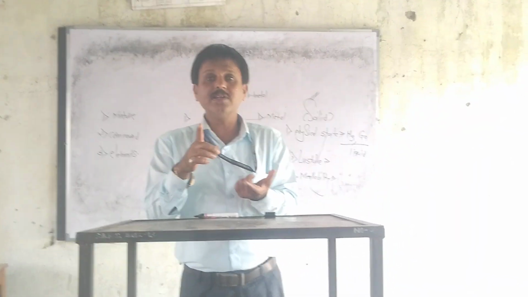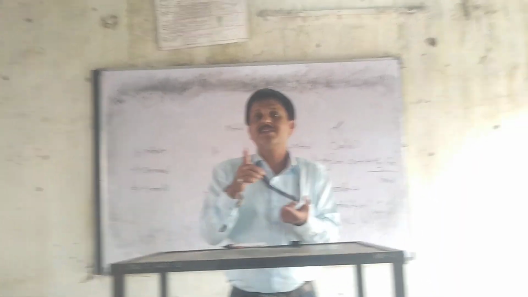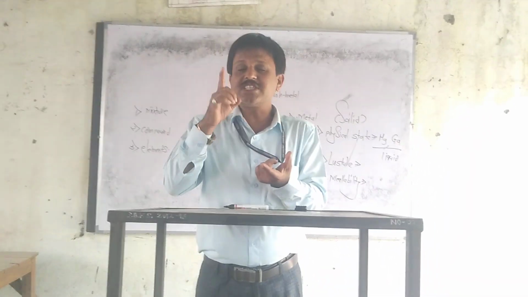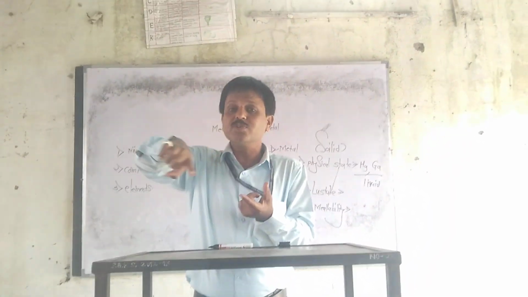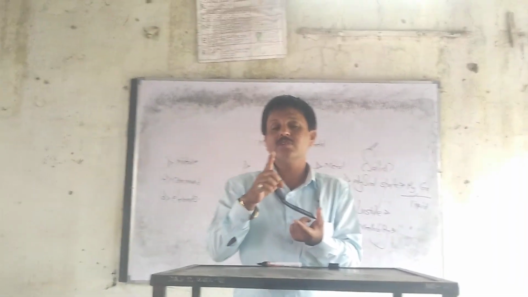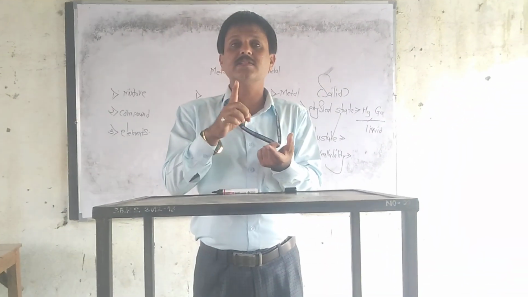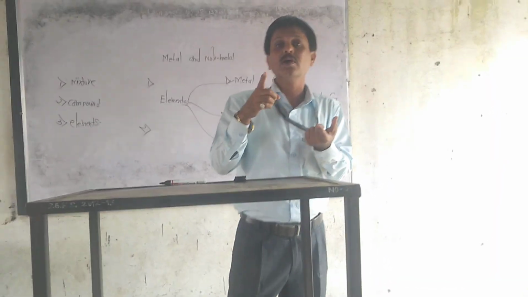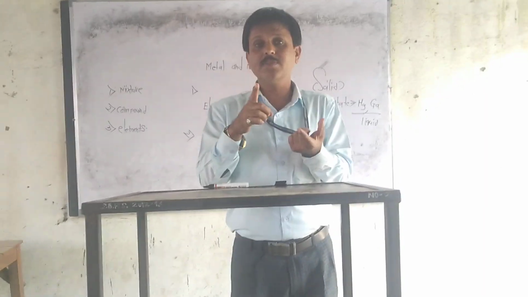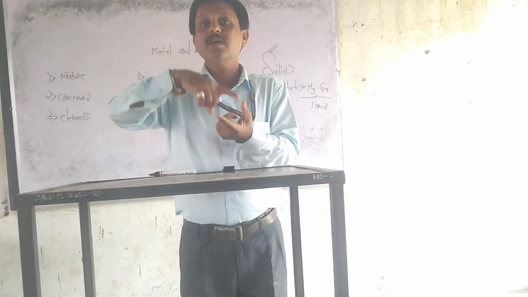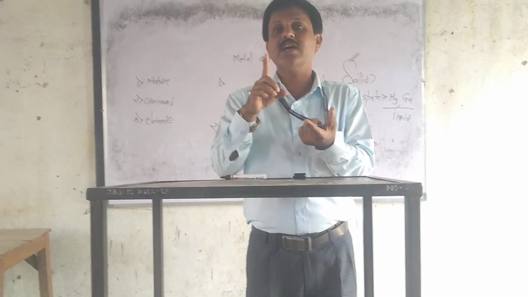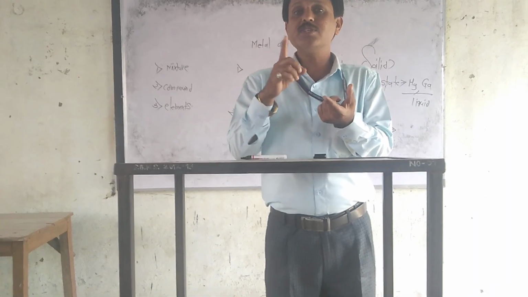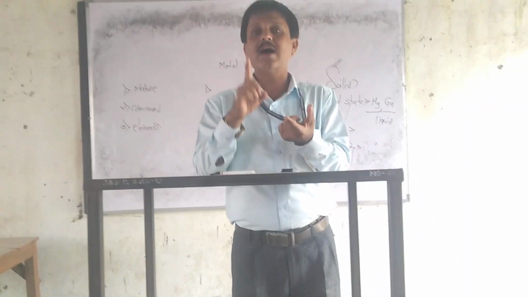What does malleability mean? It is the property of a metal which withstands hammering and turns into thin sheets. Malleability is also a property shown by metals. Malleability means its area increases. If the area increases, it is known as malleable, and the property is known as malleability.